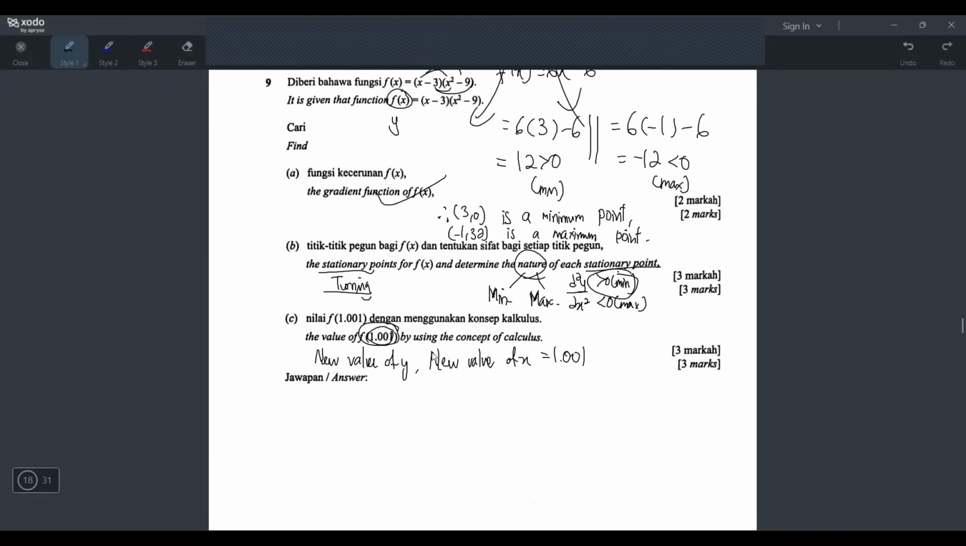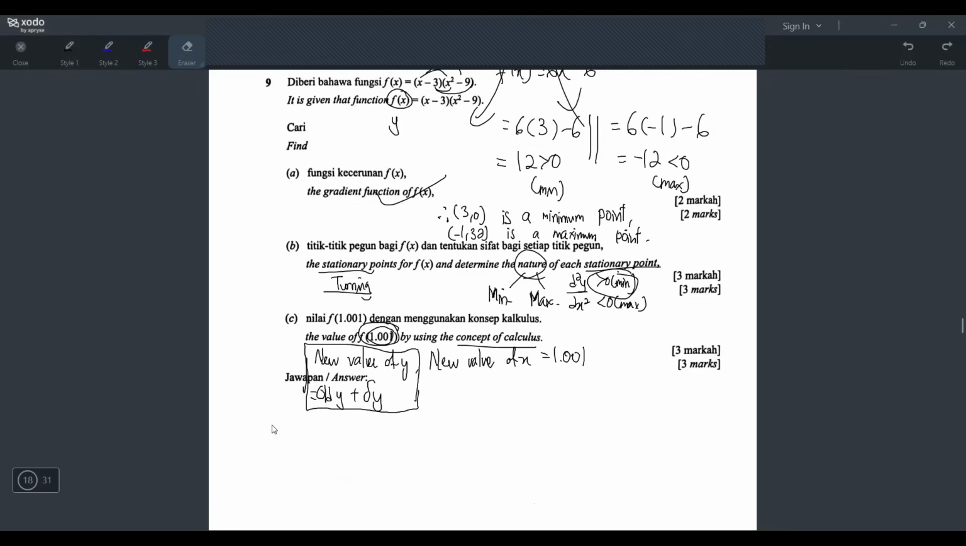Okay, and they say by using the concept of calculus, right? Very easy. You will use the small change punya cara to find it. So first I will tell you the formula. The formula to get the new value of y is to take the old value of y plus the delta y. You take the old value, or some students call it the original value of y.